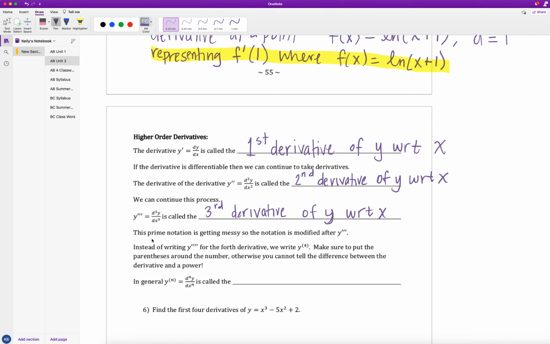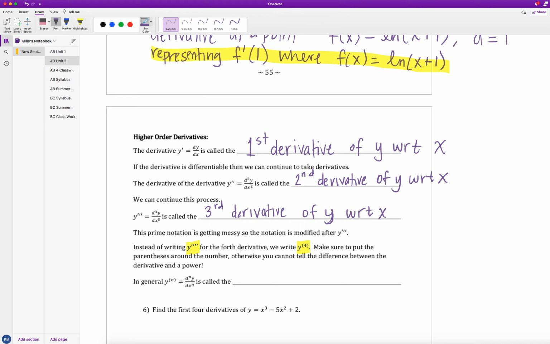Another alternative for that is once you get to the fourth derivative, instead of writing y with 4 primes, we would instead write y to the, and we would have a 4 in parentheses. Now those parentheses are needed around that number, otherwise I wouldn't know the difference between y to the 4th and the 4th derivative of y. So we have those parentheses around there to make it so that we have a derivative, not a power there.